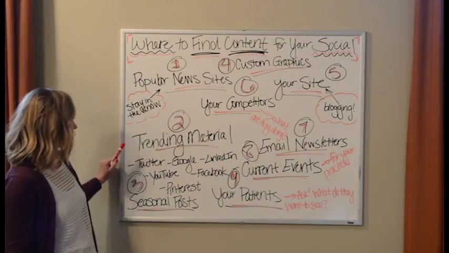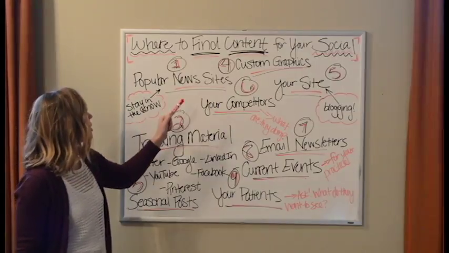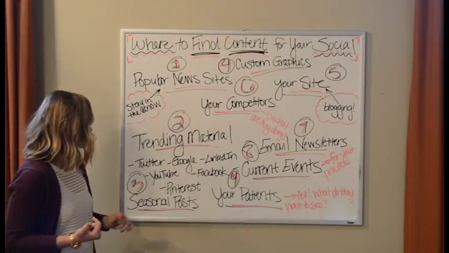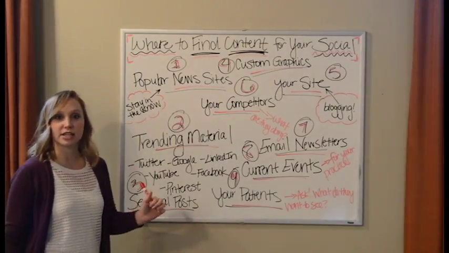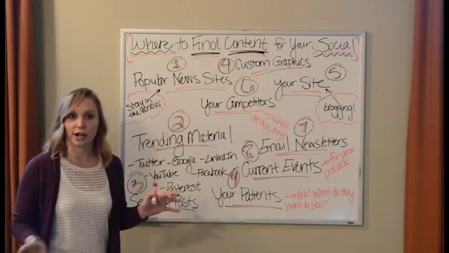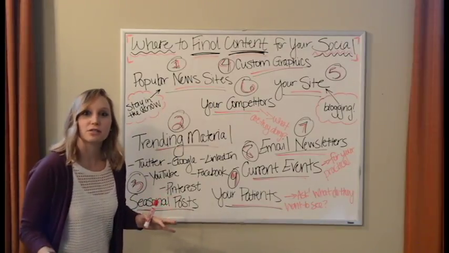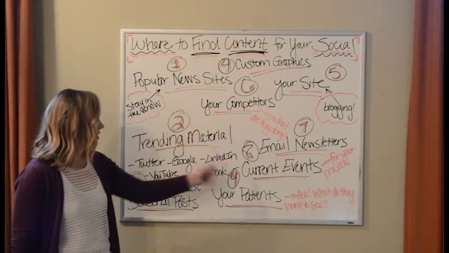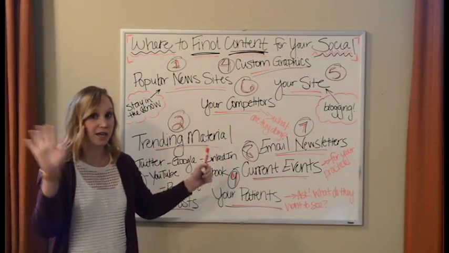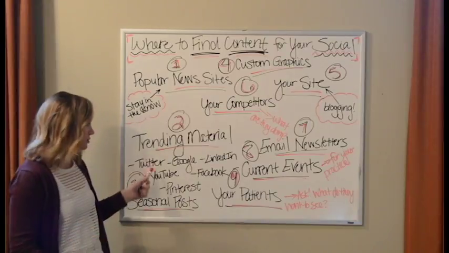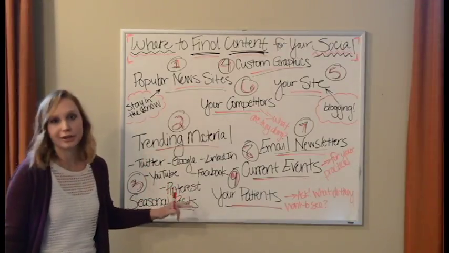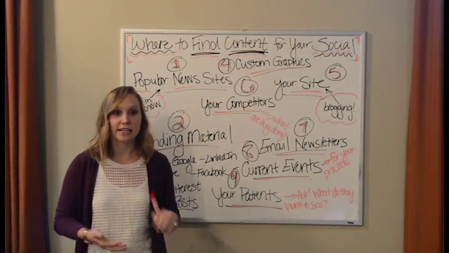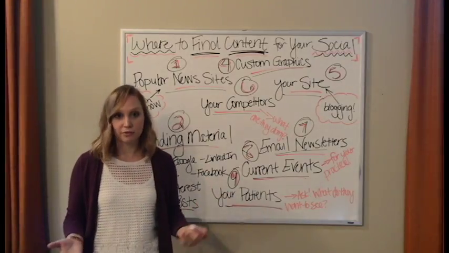Maybe you already do this every day anyway, and if you are, well then move on to step 2, which is trending material. So this is different from the popular news sites, although there might be some overlap. But this is things like when you're on Twitter and you see on the sidebar the things that are trending. Can you apply any of those to your content? On Google, you can always see what's going on there. LinkedIn highlights the top articles on their platform. YouTube, Facebook, Pinterest. What's going on Pinterest? There's so many options out there already on the social channels. See if you can take some of them and use them for your own purposes.